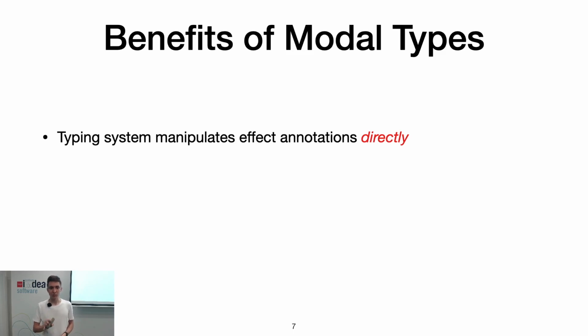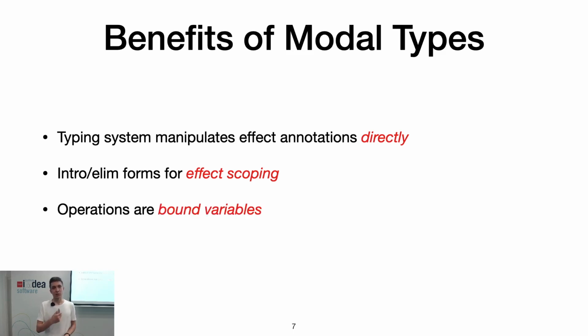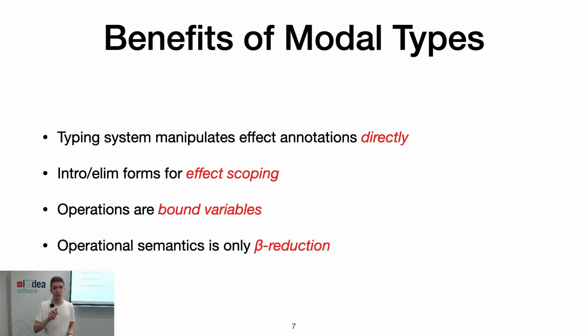First of all, our typing system starts to manipulate effect annotations directly, with introduction and elimination forms for effect scoping. Our operations become just bound variables in terms, and we can, for example, alpha rename them. And moreover, our operational semantics becomes super simple. Instead of many rules defining handlers on your computations, we have just one, but I will show you.